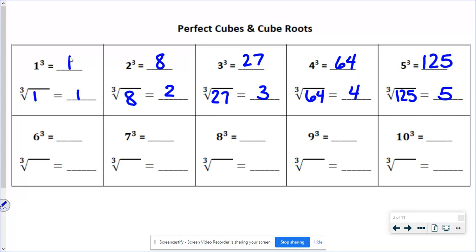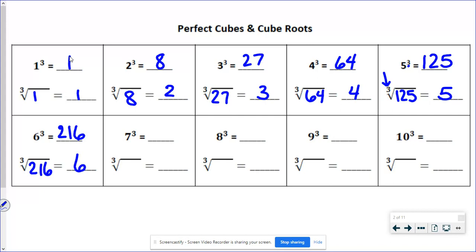Now I should have said this right away, but you can see that I've got a 3 for an exponent. This little 3 right here in that index spot, that's what tells me that it's a cube root instead of just a square root. So I'm trying to undo a cube on this. Now 6 cubed is 216. Again, this chart is also filled out in Schoology, so you can just use that as well.